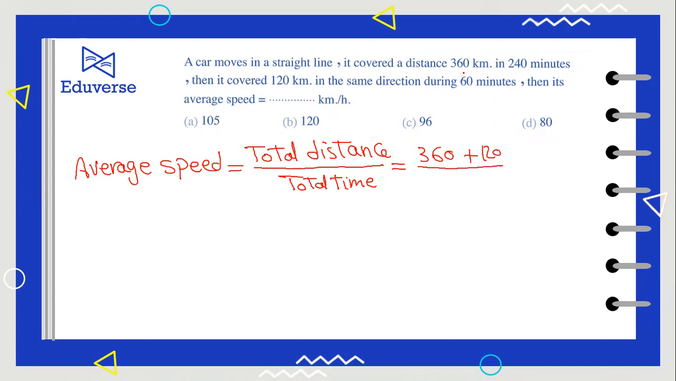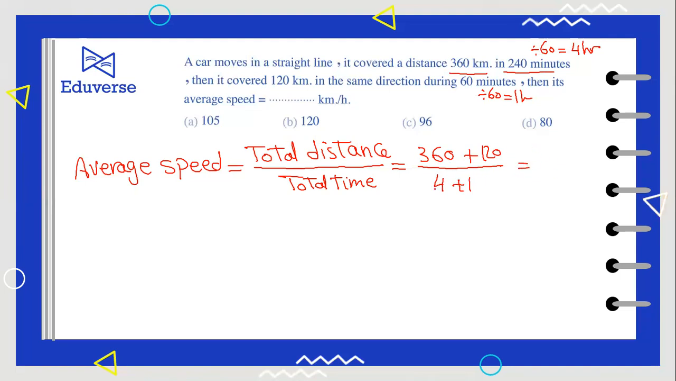What is the time? The time here: 360 kilometers in 240 minutes. I want it in hours, so 240 minutes divided by 60 to convert it to hours is 4 hours. And 120 kilometers in the same direction in 60 minutes. 60 minutes divided by 60 to convert to hours is 1 hour. Then the total time is 4 hours and 1 hour.